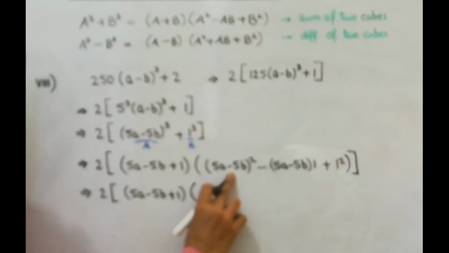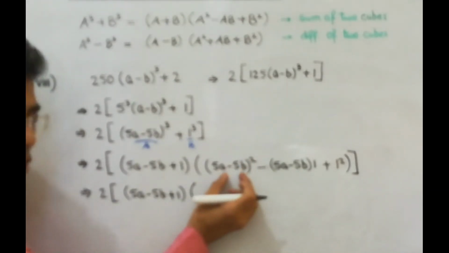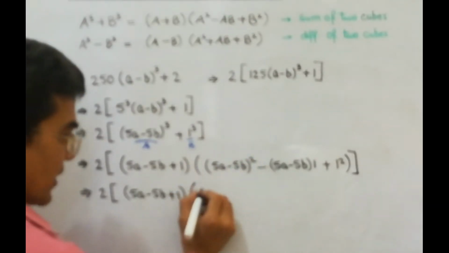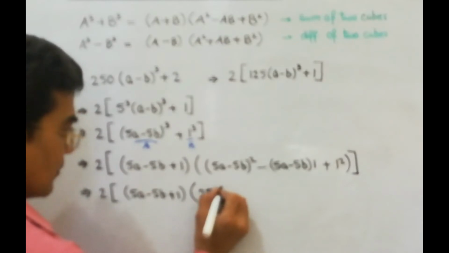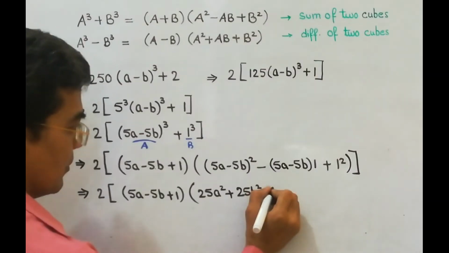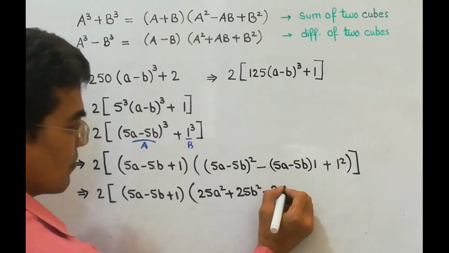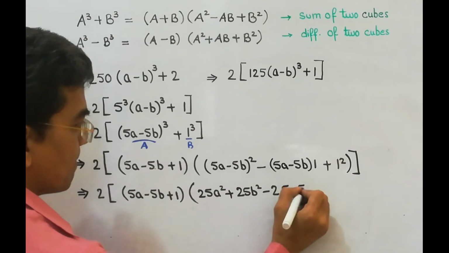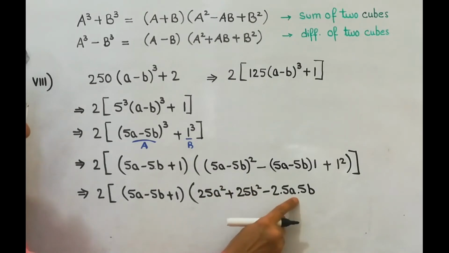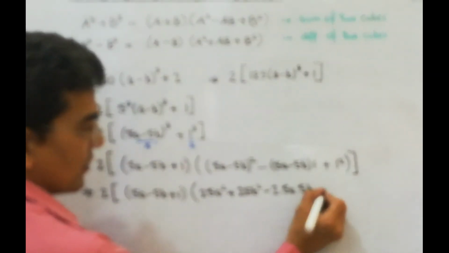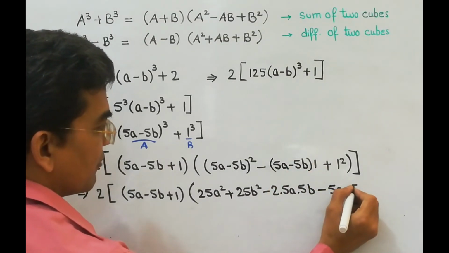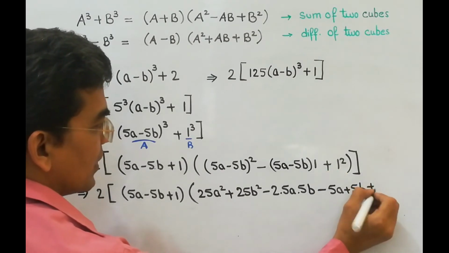Now in this bracket, first of all, you are going to write square of this. And whenever you have to open the bracket, you are going to use the formula. This will be a minus b whole square. So that is a square plus b square minus 2ab. See, we have opened the first bracket with the formula a square plus b square minus 2ab. Now this bracket to be opened with minus sign, so minus 5a plus 5b and then plus 1.